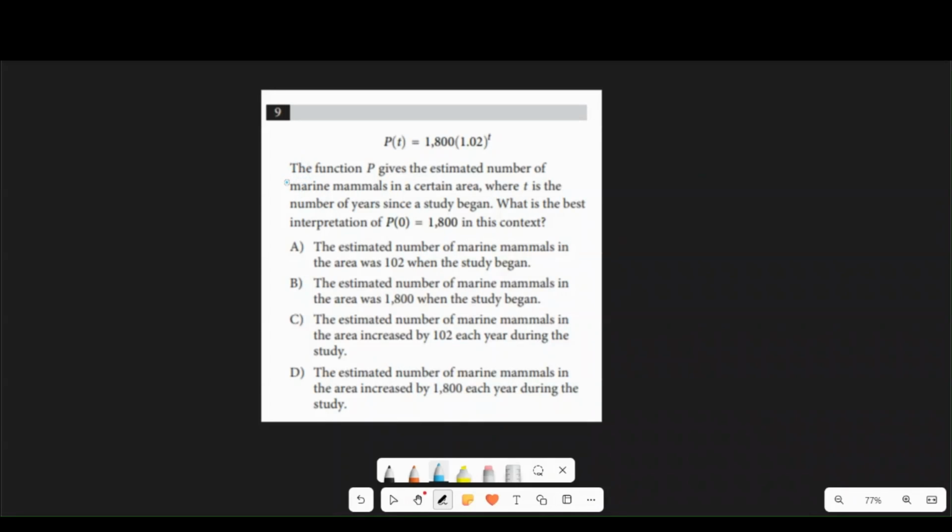This is a question from the official 2024 test bundle 6 math module 1. The function p gives the estimated number of marine mammals in a certain area, where t is the number of years since a study began. What is the best interpretation of p(0) equals 1800 in this context?